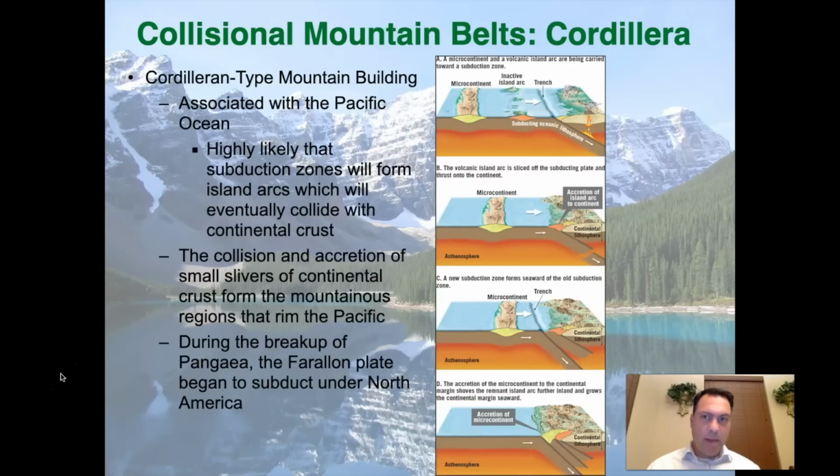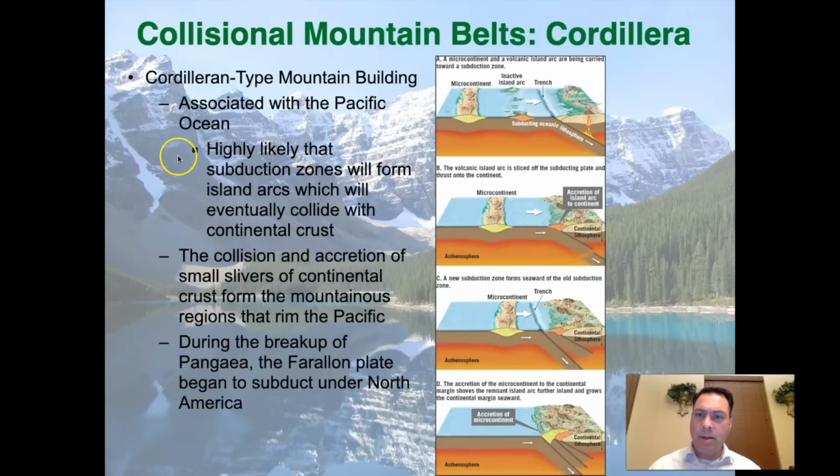So the last example of collisional mountain belts that I want to talk about are the Cordillera, specifically the North American Cordillera. So Cordilleran type mountain building is associated largely with the Pacific Ocean. We actually see it extending well beyond North America. We see it all over the place. But this is where we believe we see kind of the classic examples that we can then use to extrapolate out to the rest of the world.